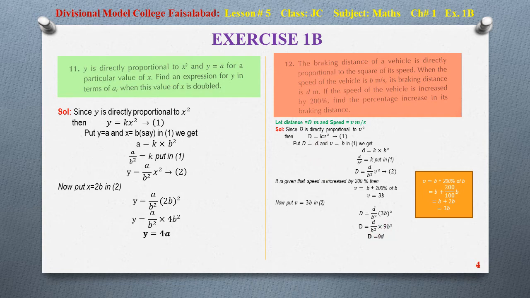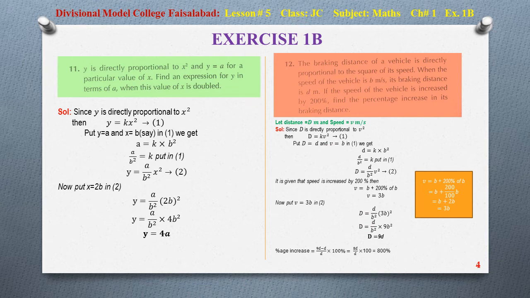So what is the increase percentage? Percentage increase in the braking distance is 9d minus d, which will give you increase, and this is over the original braking distance, multiplied by 100. 9d minus d is equal to 8d over d. d is cancelled with d and you multiply 8 by 100, you will get 800. So 800% is the increase in the braking distance. This is question number 12.